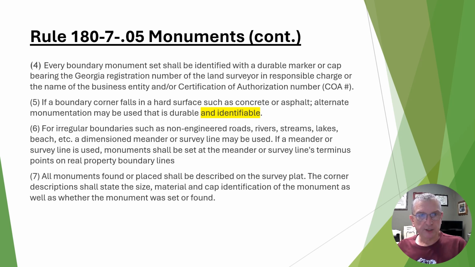Number 6, for irregular boundaries such as non-engineered roads, in other words, crooked roads. So if you're on a state highway, there should be monuments at the PCs and PTs. Should be right-of-way monuments that the highway department set. But for irregular boundaries such as non-engineered roads, rivers, streams, lakes, a beach, etc., a dimension meander line or survey line may be used. If a meander line is used, monuments shall be set at the meander line's terminus points on the real property boundary lines. So I'm not a fan of that.